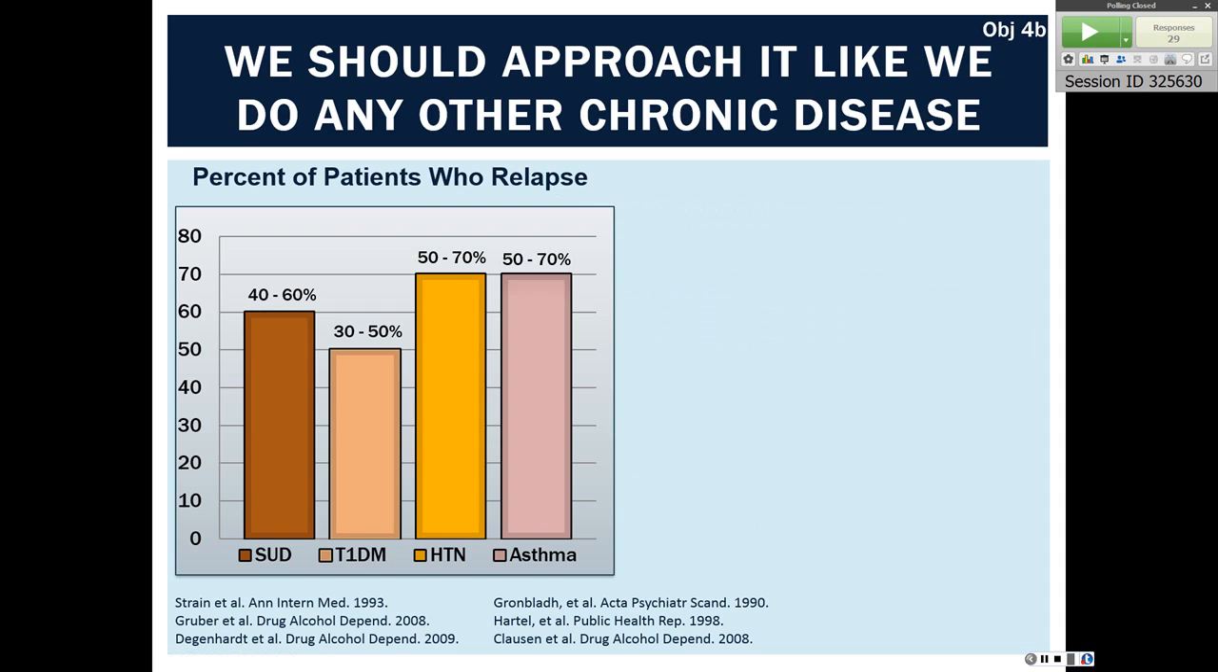So when we're talking about people with opioid use disorder and we're talking about treating them, we should be trying to treat them just like we do any other patients with any other chronic diseases. This is just a graph to show you the percentage of patients who relapse with different types of chronic diseases, and you see substance use disorders are pretty comparable to a lot of other common chronic diseases.